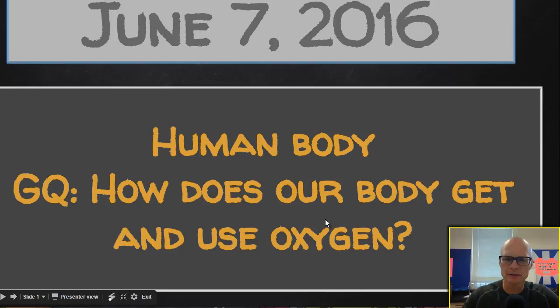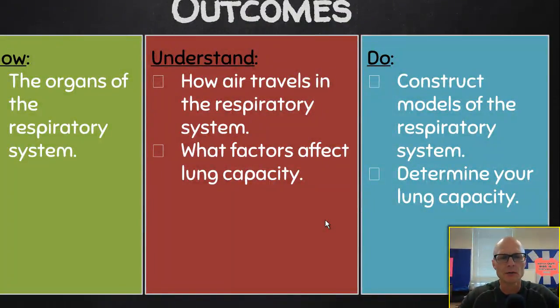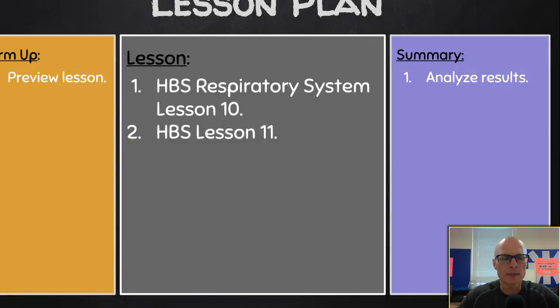Tuesday, June 7th. Moving on from digestive system to respiratory system. We want to know the organs of the respiratory system. We want to understand how air travels in the respiratory system and what factors affect lung capacity. So we'll construct models of the respiratory system and determine your lung capacity. And as you can see, that is lesson 10 and 11 in the book. It's going to be a 2-day lab. First day will be working through building the model and determining lung capacity. Day 2 will be data analysis.